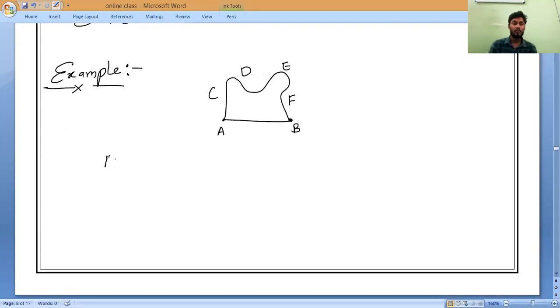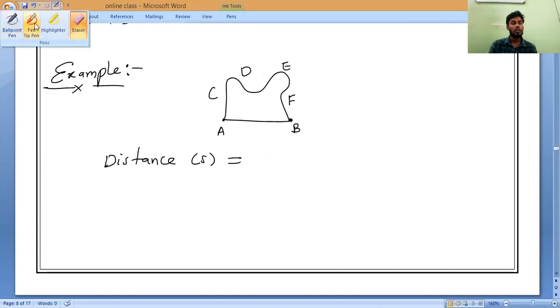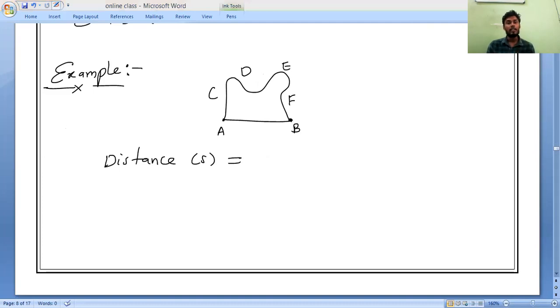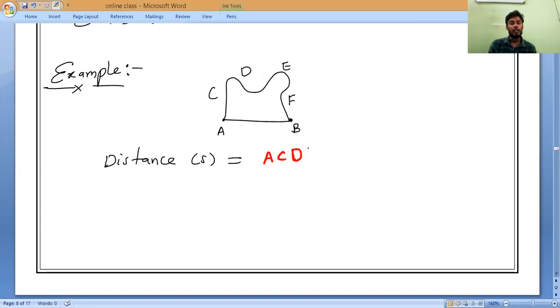Distance, I want. Distance is equal to the path. Harish, distance is equal to? You have to tell me the path. What is the path? A, C, D, E, F, B. So distance is equal to AC, CD, DE, EF, and FB. This is distance. Now, what is displacement? Sir, AB.